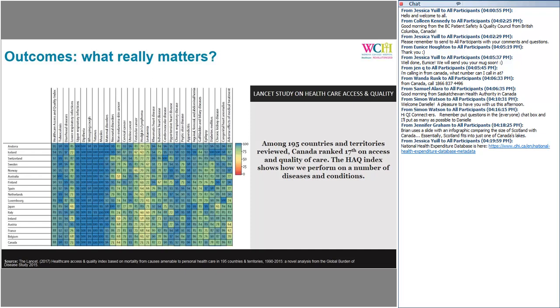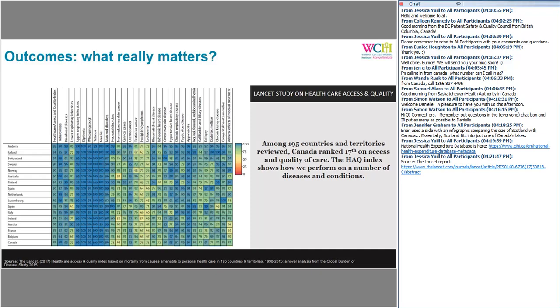But what saves us in some ways in Canada is the fact that we also continue, at least to some degree, to invest in the social determinants of health. We have a very long life expectancy of 82 years at birth, with exceptions of some populations, which I'll speak about later.